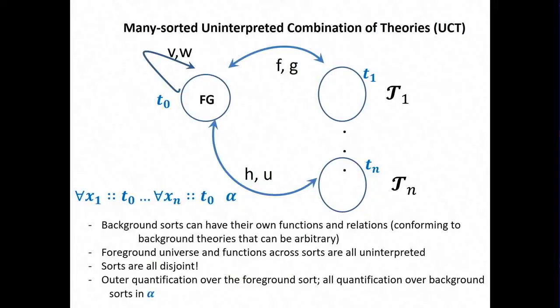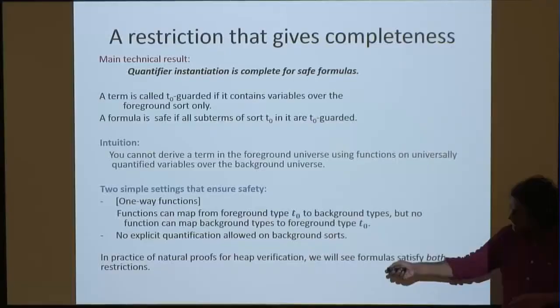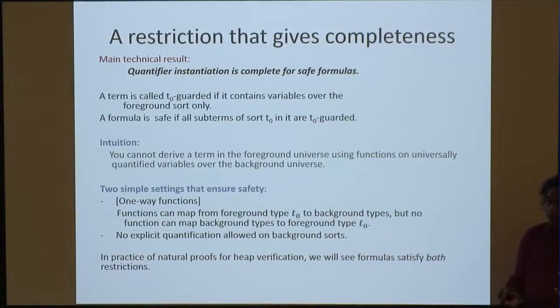So there are two simple restrictions that you could follow to meet this fragment's conditions. One is not to have functions that go from the background sort to the foreground sort. If you had only forward functions, then it's fine. The other way is to have no explicit universal quantification on the background sort. If you say I won't quantify over integers explicitly, then you're also fine, because then you're not going to generate this. And in practice, what we have found is that the VCs that we generate on heaps actually meet both conditions. You need to meet only one, but it meets both.